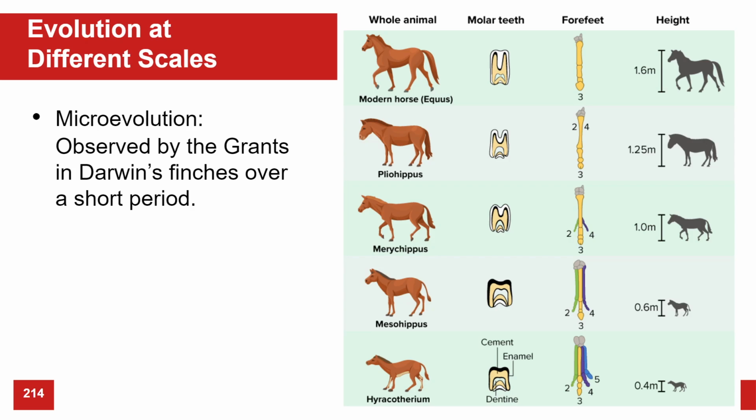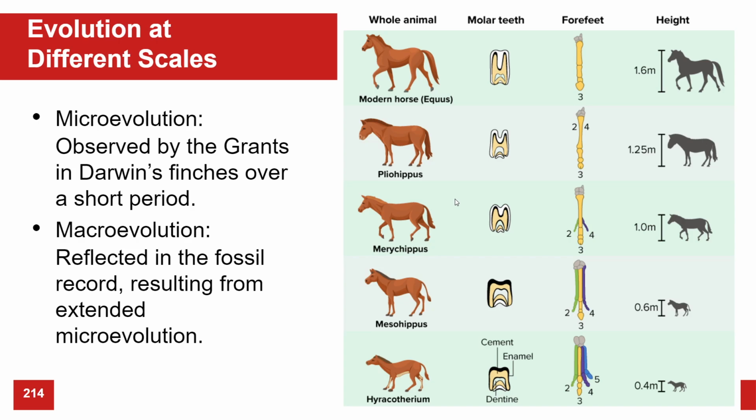Microevolution has been observed by the Grants in Darwin's finches over a short period. Remember, this is where the beaks got longer or larger due to the natural selection from a drought. And then macroevolution is reflected in the fossil record, resulting from extended microevolution. So they kind of go hand in hand. If you look on the visual to the right, you see the evidence in the fossil record from ancestral horses to modern day horses, and how the molars have changed as well as the bones and then the size as well.